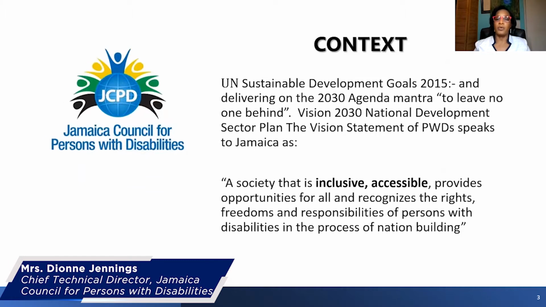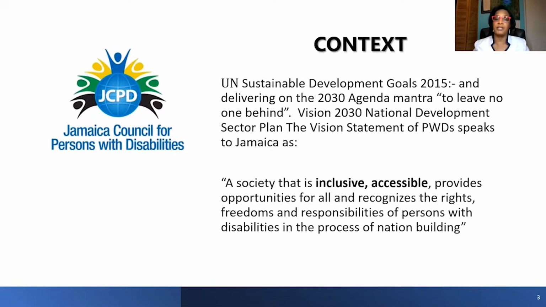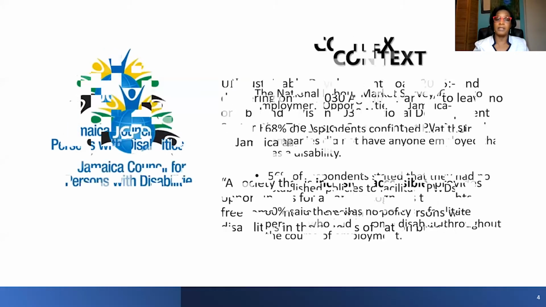The UN Sustainable Development Goals of 2015 ensure that we deliver the 2030 agenda under the mantra, no one should be left behind. The Vision 2030 National Development Plan is akin to this 2030 agenda, and its vision statement for persons with disabilities seeks to ensure an inclusive, accessible society providing opportunities for all, and recognizing the rights, freedoms and responsibilities of persons with disabilities in the process of nation building.